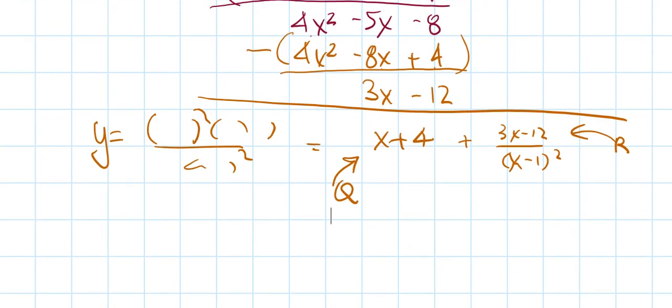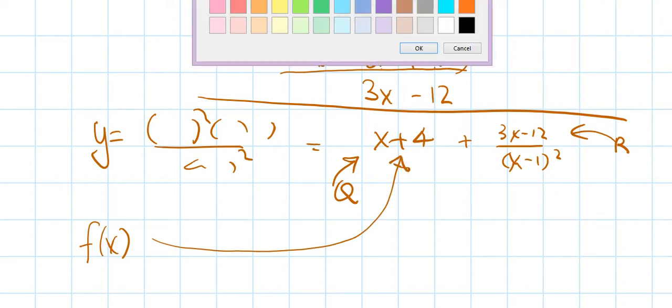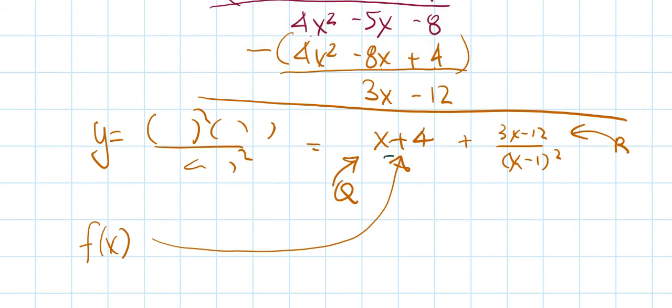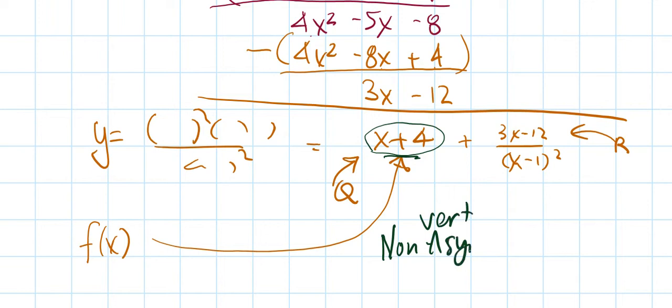What does that tell us? That tells us that this function, the original f of x, wants to be y equals x plus 4. It's not quite y equals x plus 4. It's off by a little bit by this remainder. But this y equals x plus 4, that's our non-vertical asymptote. So our non-vertical asymptote is the quotient. It's the result of that division problem.